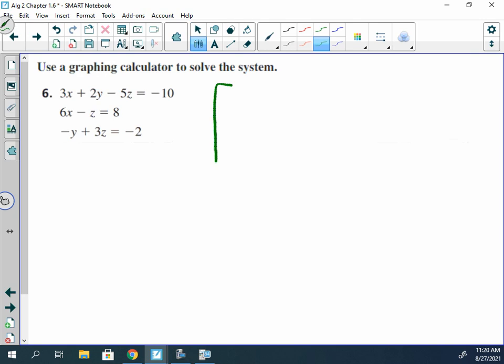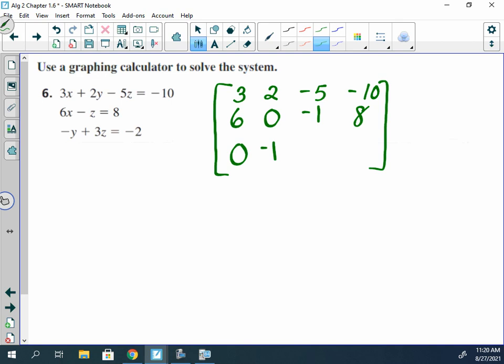So here, we would say 3, 2, negative 5, negative 10. The next one would be 6, and then negative 1, 8, and the last one would be 1, 3, negative 2. So any spot where we have one missing, we just fill it in with a 0.